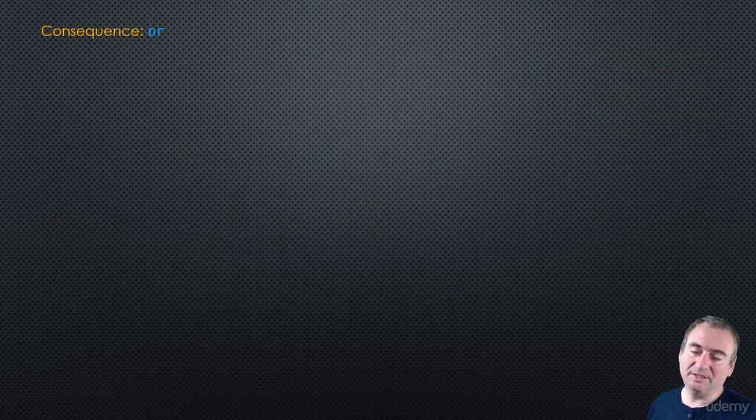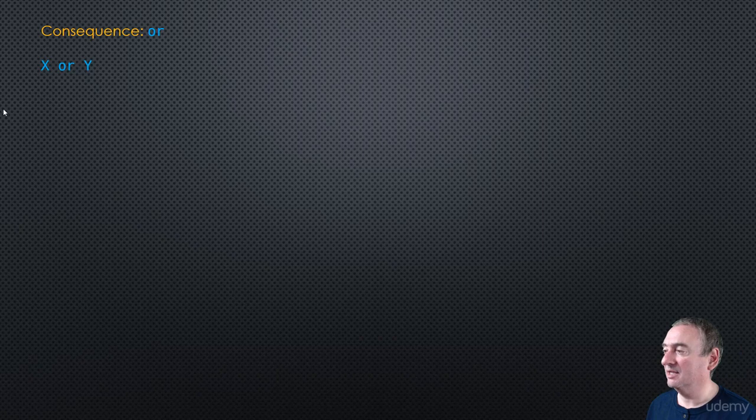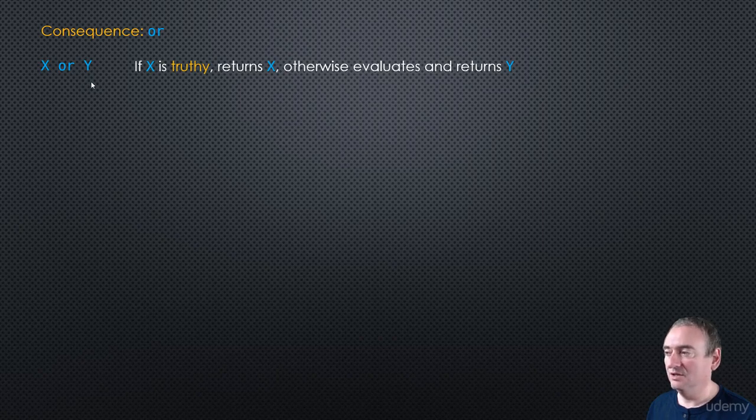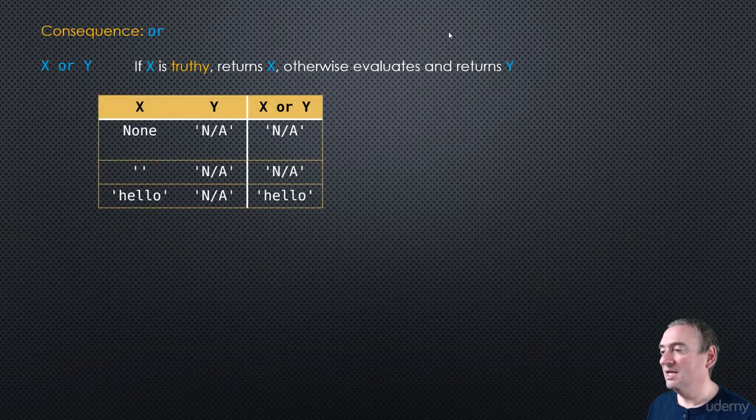So let's look at the consequence of this with the or operator first, or at least a consequence of it. So again, just bring back our definition. If x is truthy, we return x, otherwise we evaluate and return y. So again, this does both the definition and also handles the short circuiting. So let's take a look at this example here. Let's say that x is none and y is this string NA. Then x or y, well, x is falsy, so we're going to return y, which means we return NA.